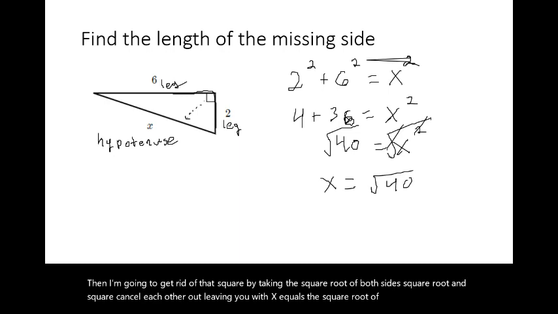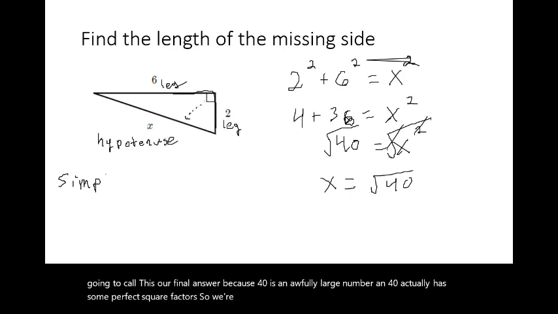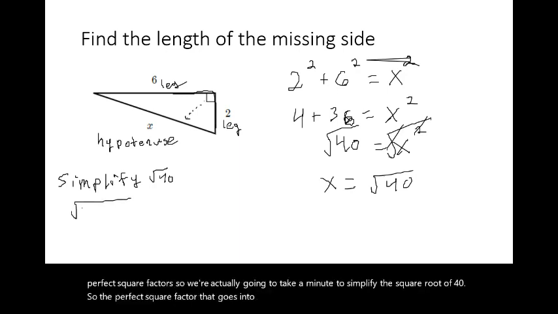And we are not going to call this our final answer, because 40 is an awfully large number, and 40 actually has some perfect square factors. So we are actually going to take a minute to simplify the square root of 40. So the perfect square factor that goes into 40 is 4. 40 is actually 4 times 10.